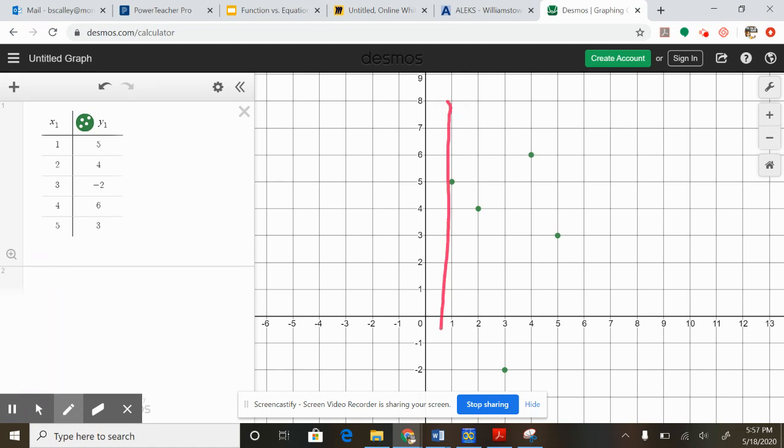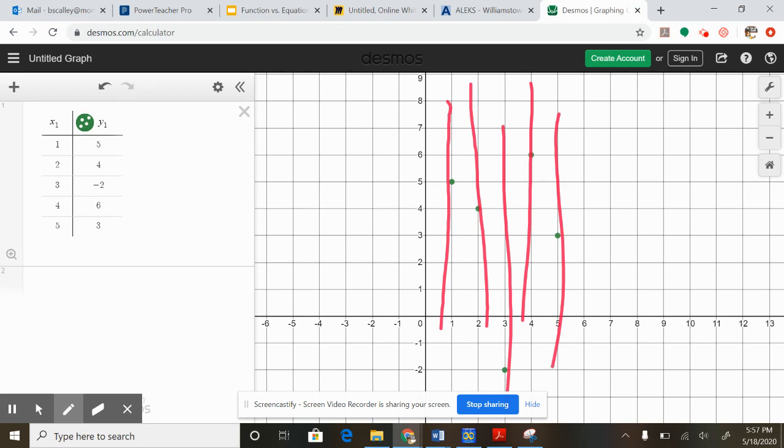it's only going to touch once there. It's going to touch once there. It's going to touch once there. Doing the vertical line test, this relation passes. This would show that this is a function.